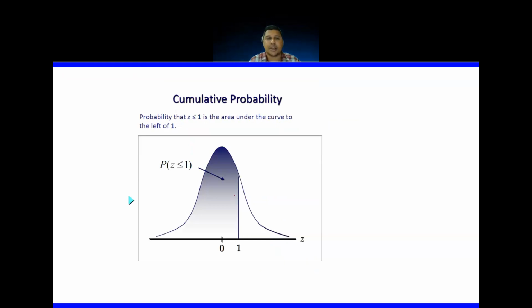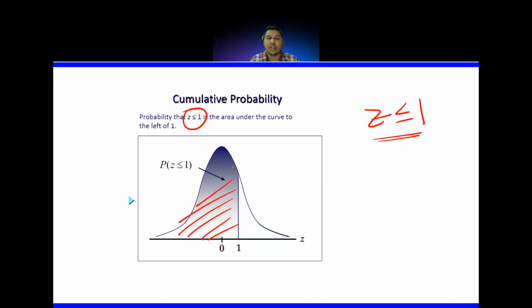Some example questions. How do you find the probability? The probability that Z is less than 1 is the area under the curve to the left of 1. So if the question is probability of Z, which indicates standard normal distribution, Z less than or equal to 1, what is this? Nothing but the area to the left of 1. This full region is your area under the curve for Z less than or equal to 1. If Z is greater than or equal to 1, this will be the region. You only have to find this region, and you can tell its probability.